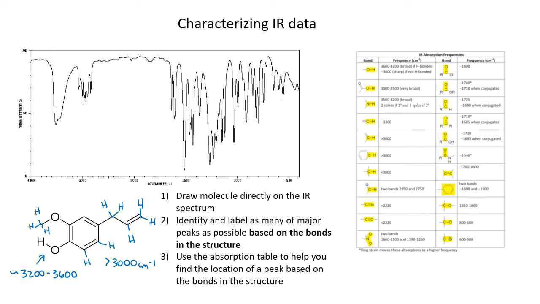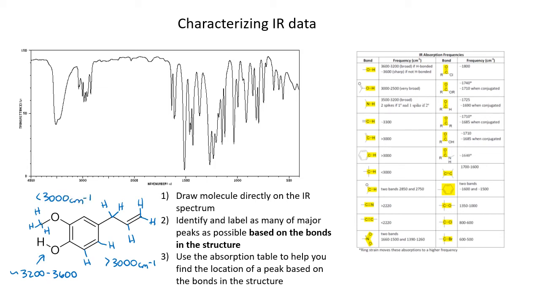We also have hydrogens that are sp3 hybridized. And again, if we take a look at the chart, we've got carbon hydrogen, this one's sp2, sp2. Here we've got a carbon that's sp3 hybridized. And again, we can see that those peaks will come out just below 3,000. So that's what we would expect to find.